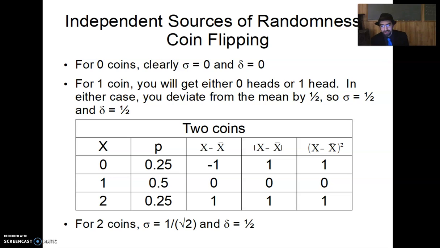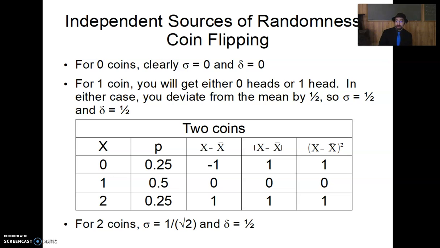2 coins is where we actually have to start doing some math here. So if you flip 2 coins, let x be the number of heads. X will either be 0, 1, or 2. 25% chance of getting 0, right? Tail followed by a tail. 25% chance of getting 2 heads, head followed by a head. 50% chance of getting exactly 1 head, either a head then tail or a tail then head.